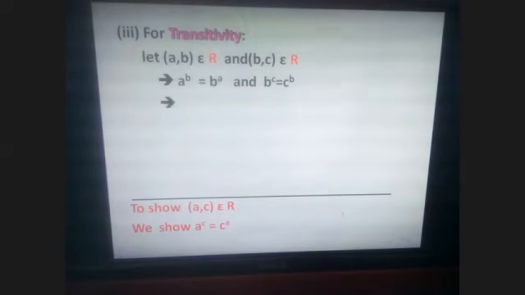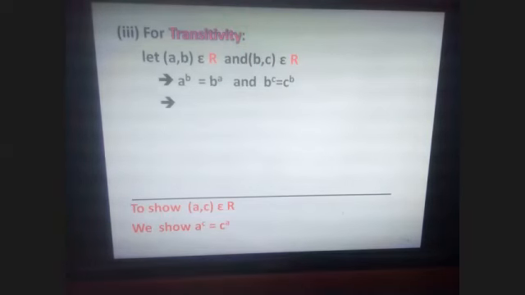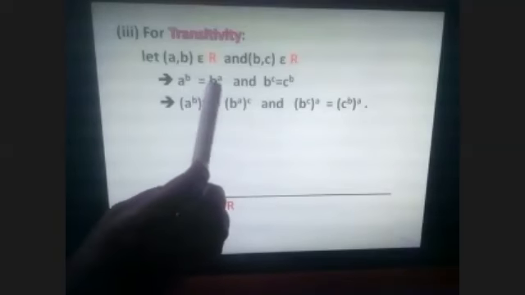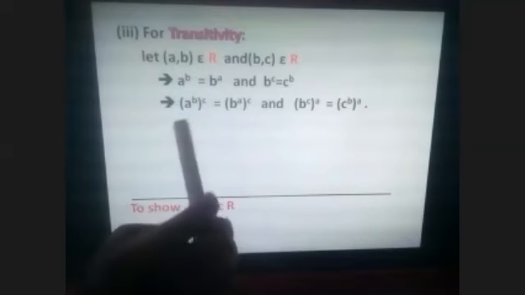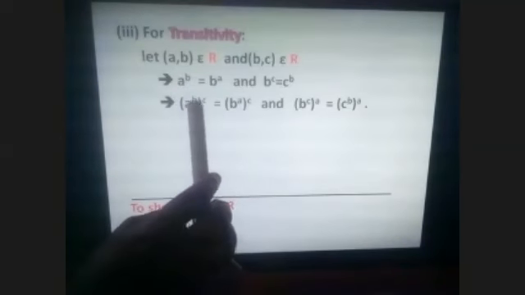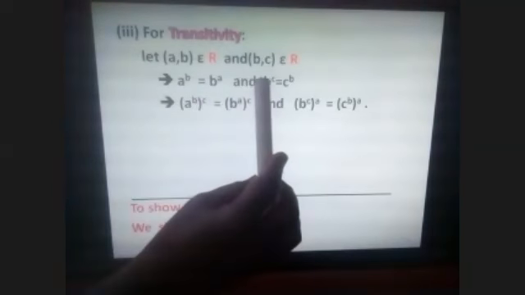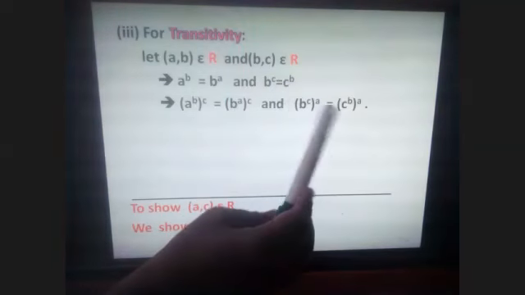We have A raised to B equals B raised to A because (A, B) is a member of R. Further, we have B raised to C equals C raised to B because (B, C) is a member of R. Now from there, to get this, what I do here is I raise the power by C in this. A raised to B equals B raised to A. I raise the power by C. So (A raised to B) whole raised to C equals (B raised to A) whole raised to C. And here, B raised to C equals C raised to B. I raise the power by A both sides.